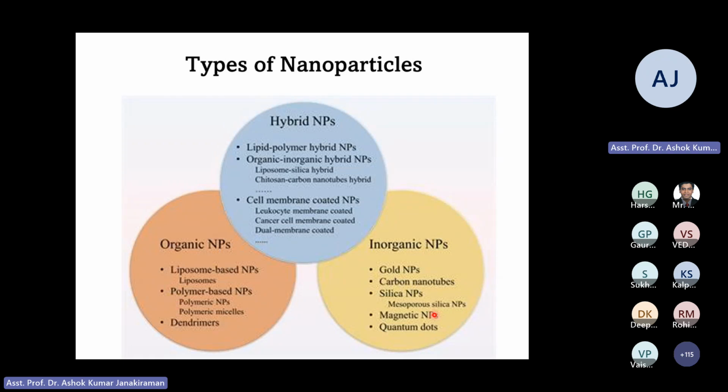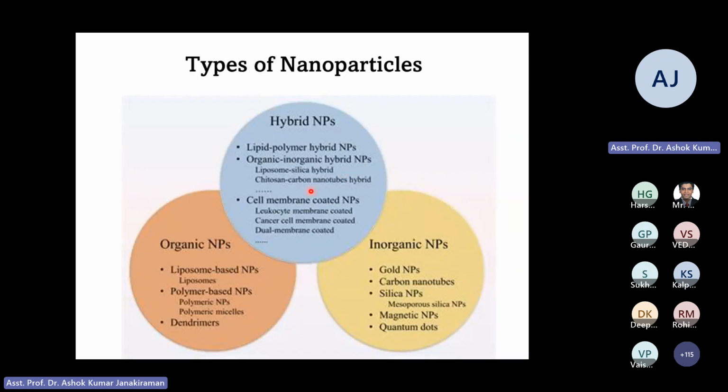Then on the other side, we have inorganic nanoparticles. Inorganic means we have metal and metal oxide nanoparticles. All of these come under the inorganic nanoparticles. Then we have hybrid. In this hybrid nanoparticle, we can have lipids, polymers, organic and inorganic mixed together. Then we prepare it as a nanoparticle.